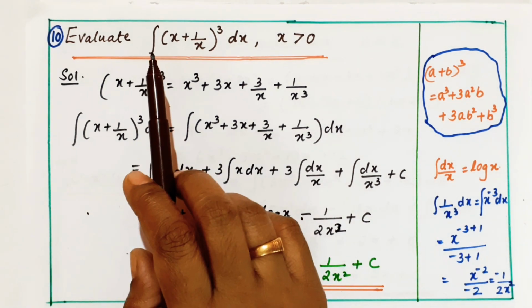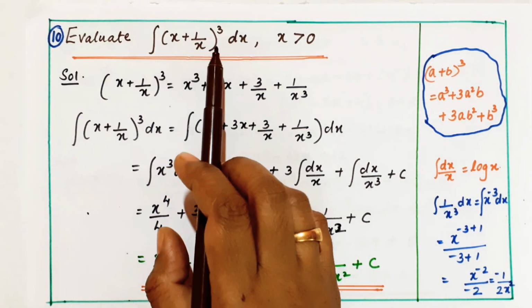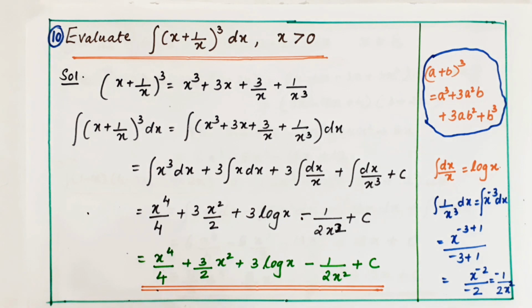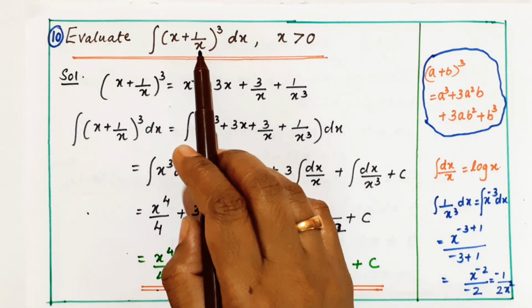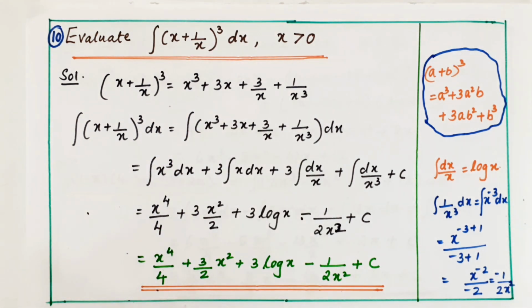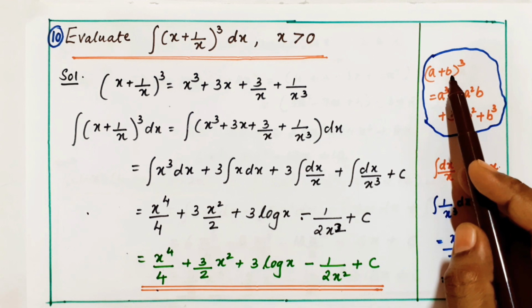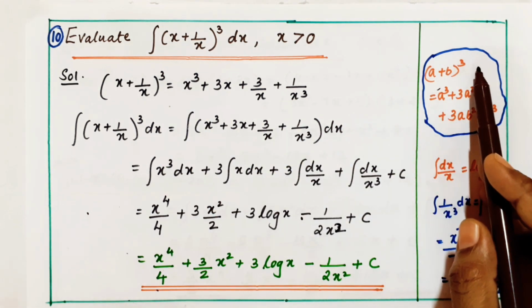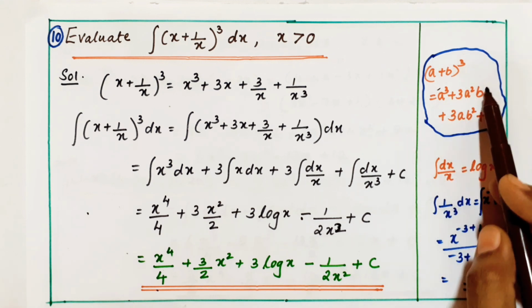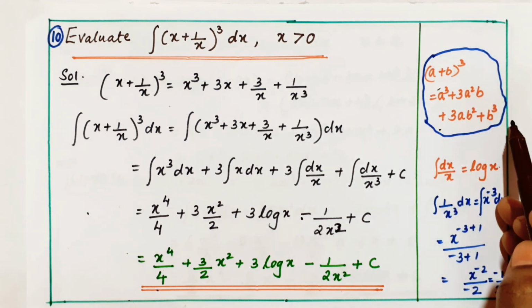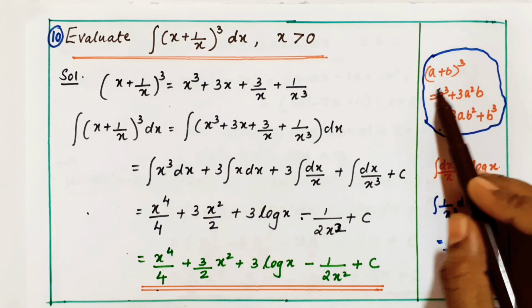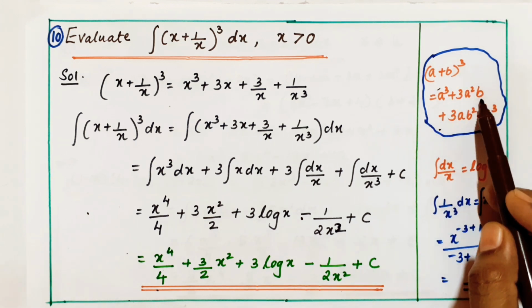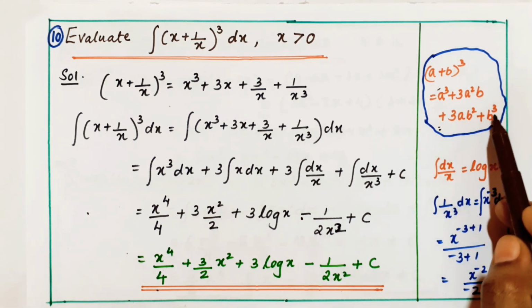Next question. Integral of x plus 1 by x the whole cube dx, where x is greater than 0. So we learn the basic identity. This is in the form of a plus b the whole cube. What is a plus b the whole cube? A cube plus 3a square b plus 3ab square plus b cube.